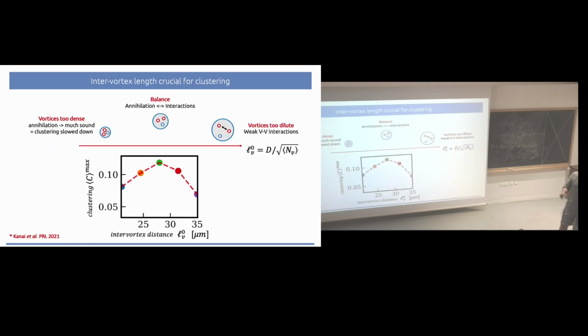So what we learned from this numerical study is that the intervortex length is crucial for clustering. If we have a cloud of vortices that is too dilute, they are not interacting much, so the clustering is very slow. So we need to bring them closer together. But we have to be careful not to exaggerate, because if they are too dense, then plenty of annihilation will take place, much sound will be produced, and the clustering will slow down. So we have a maximum on the curve.